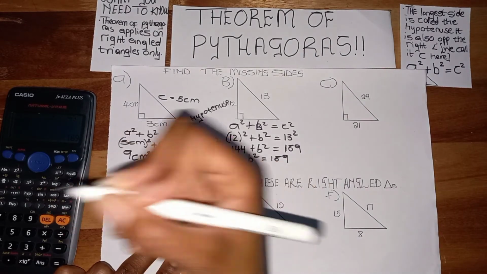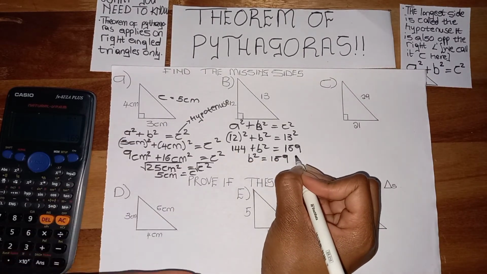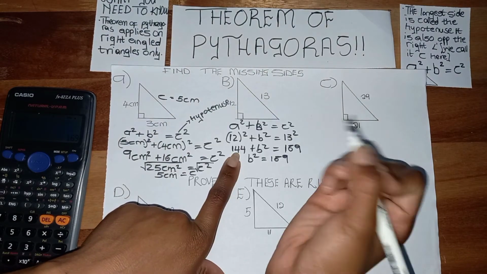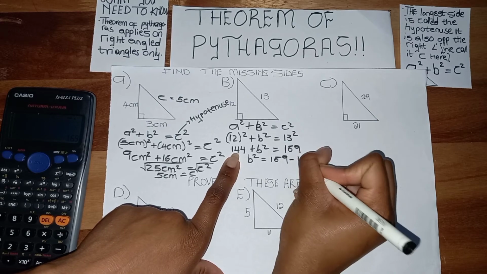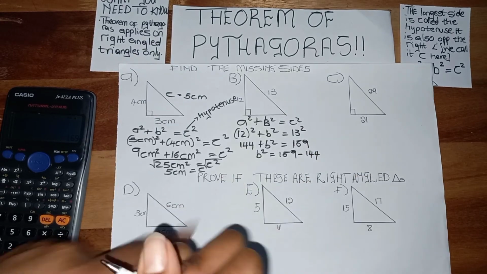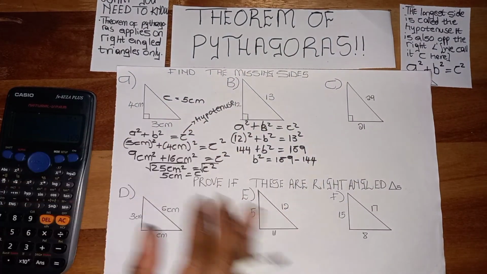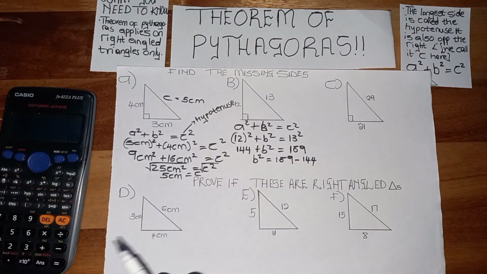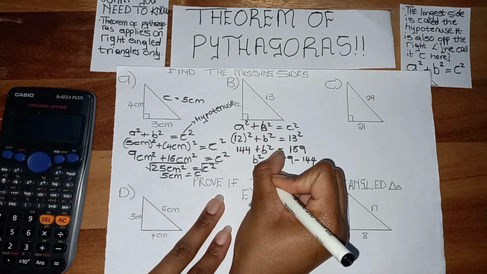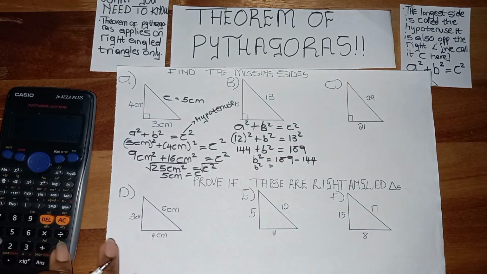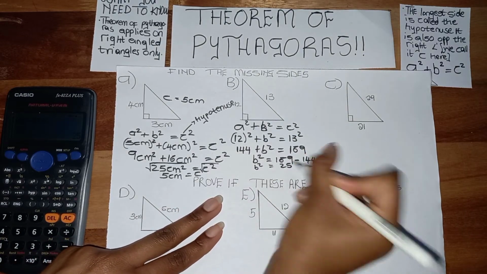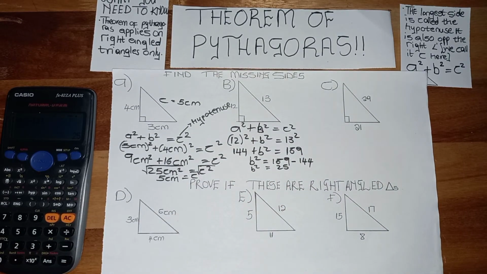So when you take your 144 to the other side, you're going to check, okay, this side is positive, meaning that when it goes to the other side, it has to be negative. So the inverse of positive is negative. So when it goes to the other side, it has to be negative. So you're going to calculate b squared equals 169 minus 144. It is 25. So you're going to check, no, I'm not looking for b squared.